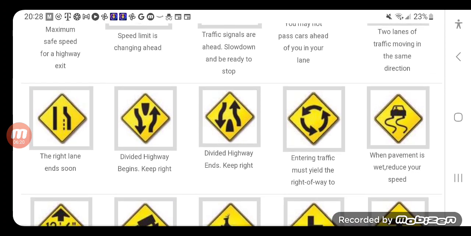And this sign here shows you that the lane is closing on the right hand side, so that you need to shift to your left lane. This here shows you that the divided highway begins and that you have to stay on the right hand side of the median. This here shows you that the divided highway ends and that you have to keep right. A lot of times what will happen is the median will end and then you'll be side by side with oncoming traffic, so you have to be careful with that and slow down.